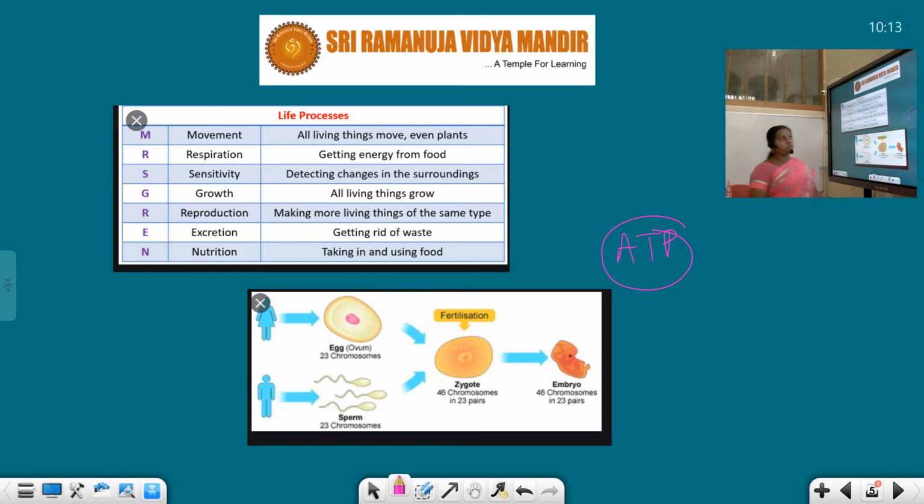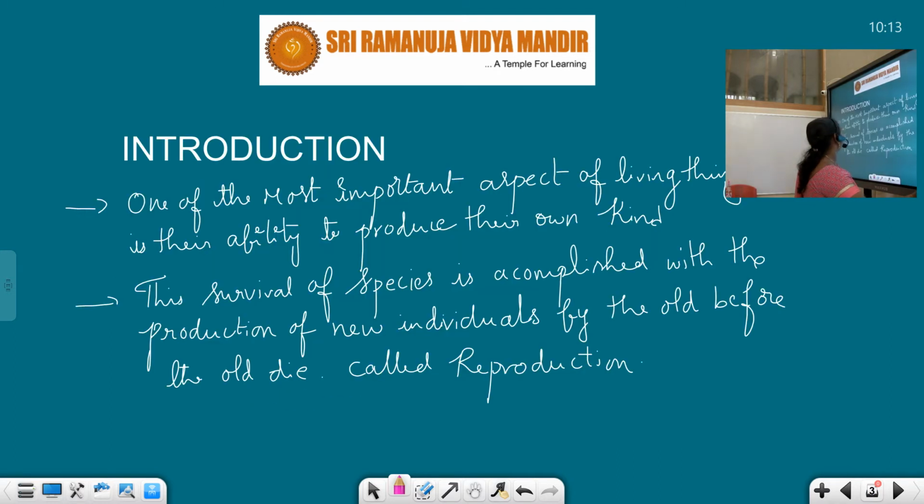So this is about the introduction of the life process, students. Here, one of the most important aspects of the living thing is their ability to produce their own kind. So the important feature of every living creature is the ability to produce a new individual. That is the special characteristic feature possessed by every living creature.